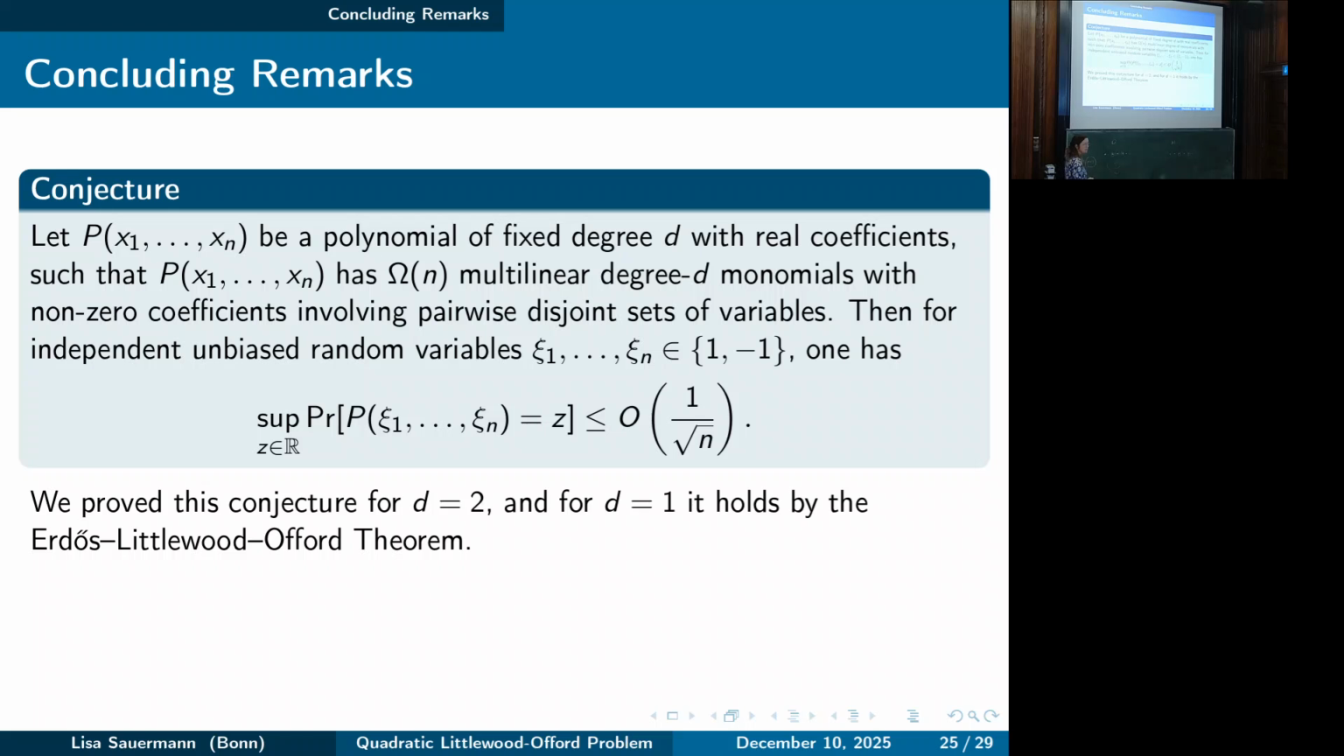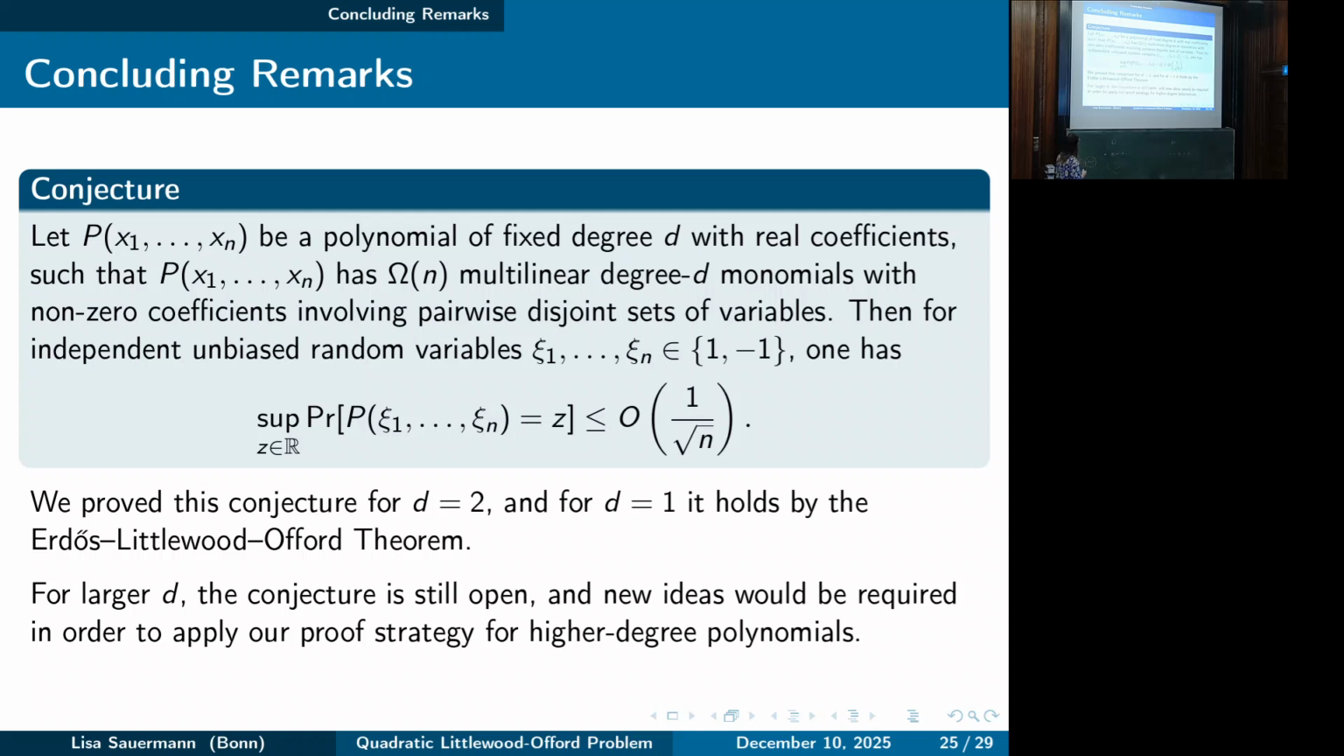We proved it for d equals 2, so that was the content of this work. And for d equals 1, it's known by the Littlewood-Offord theorem, but for larger d, it's still wide open. And so, of course, it's natural to ask whether one can adapt our ideas also to the larger degree case. It certainly does not apply in any straightforward sense, so maybe some of the ideas might be useful, but one would certainly also need various new ideas in order to apply such a strategy for this higher degree case.